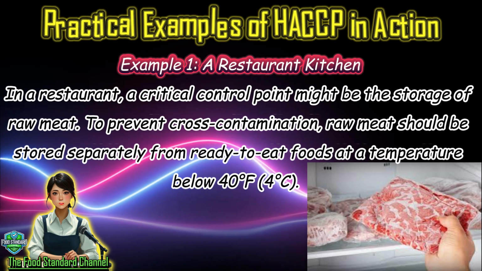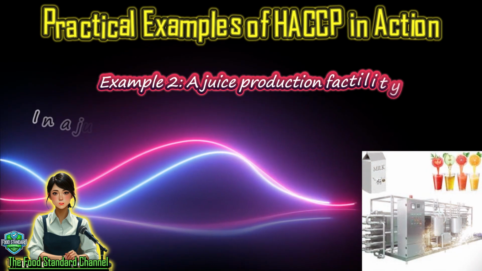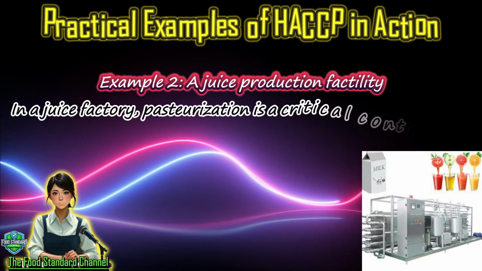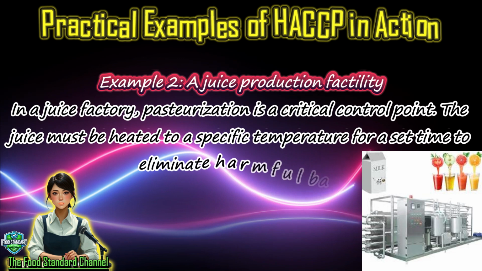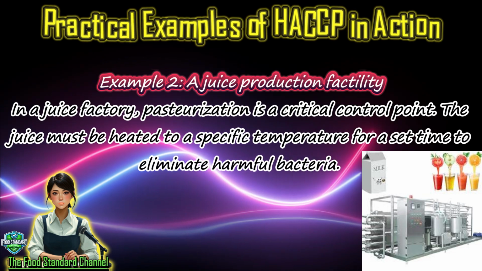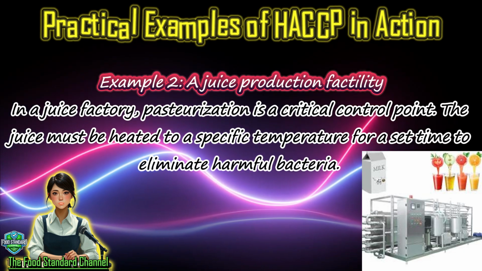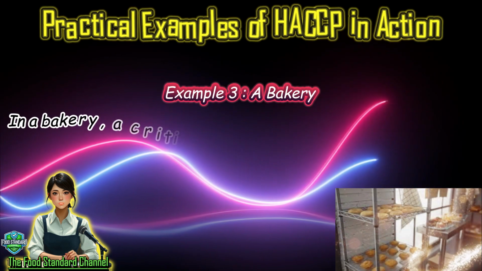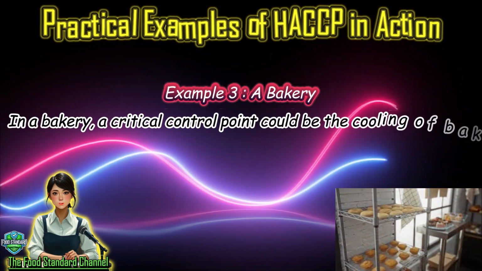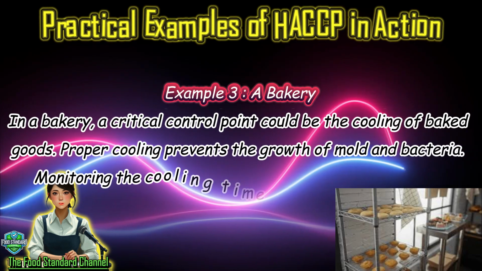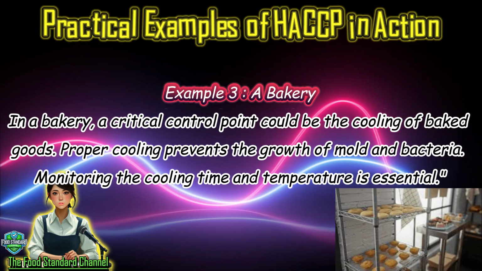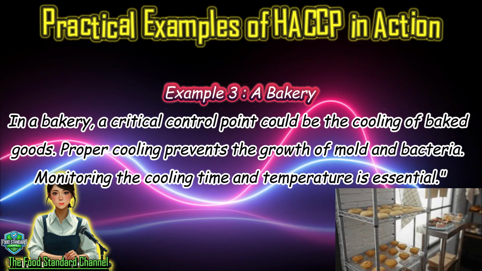Example 2. A juice production facility. In a juice factory, pasteurization is a critical control point. The juice must be heated to a specific temperature for a set time to eliminate harmful bacteria. Example 3. A bakery. In a bakery, a critical control point could be the cooling of baked goods. Proper cooling prevents the growth of mold and bacteria. Monitoring the cooling time and temperature is essential.